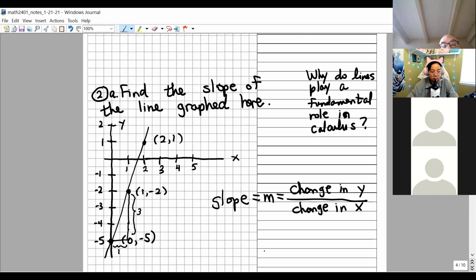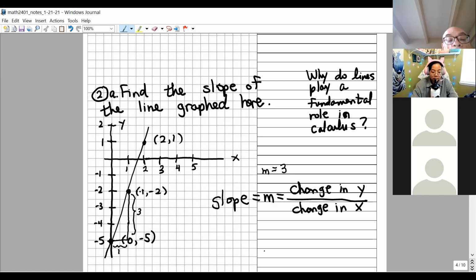So for this line, when x increases by 1, y is changing. In this case it's also increasing. y is changing by 3. And so the very basic interpretation of the slope tells us that the slope is going to be equal to 3. Because for straight lines, the slope is the change in y when x increases by 1 unit. That is steady for lines.